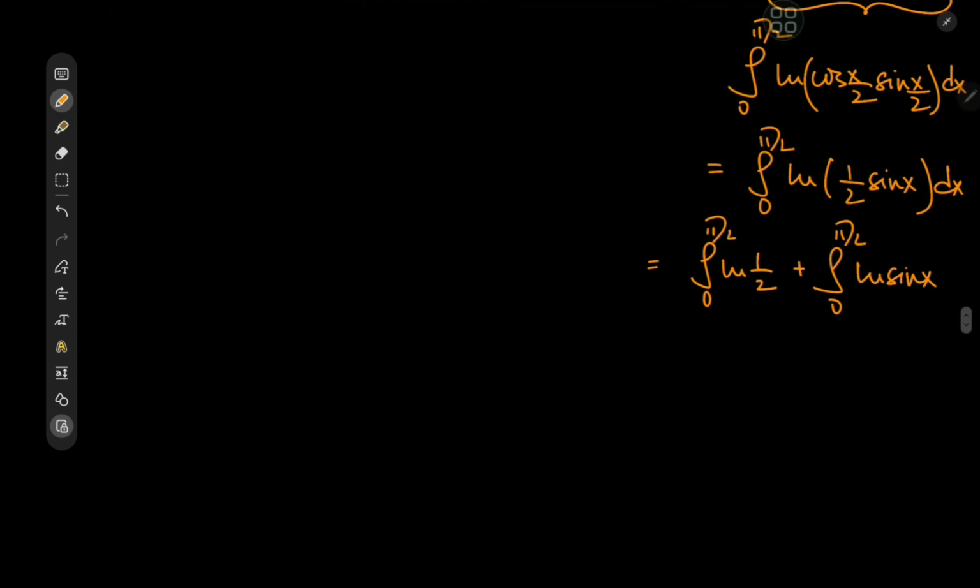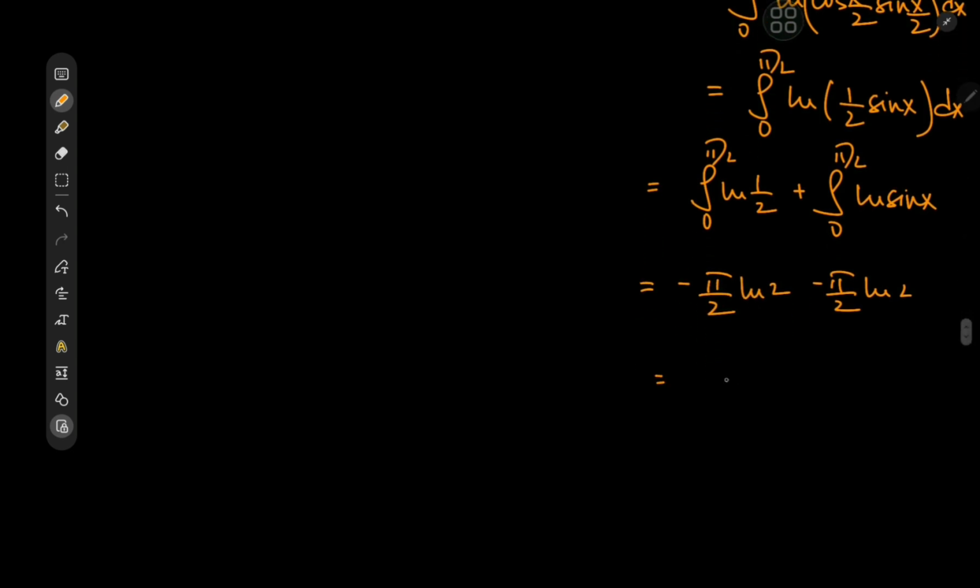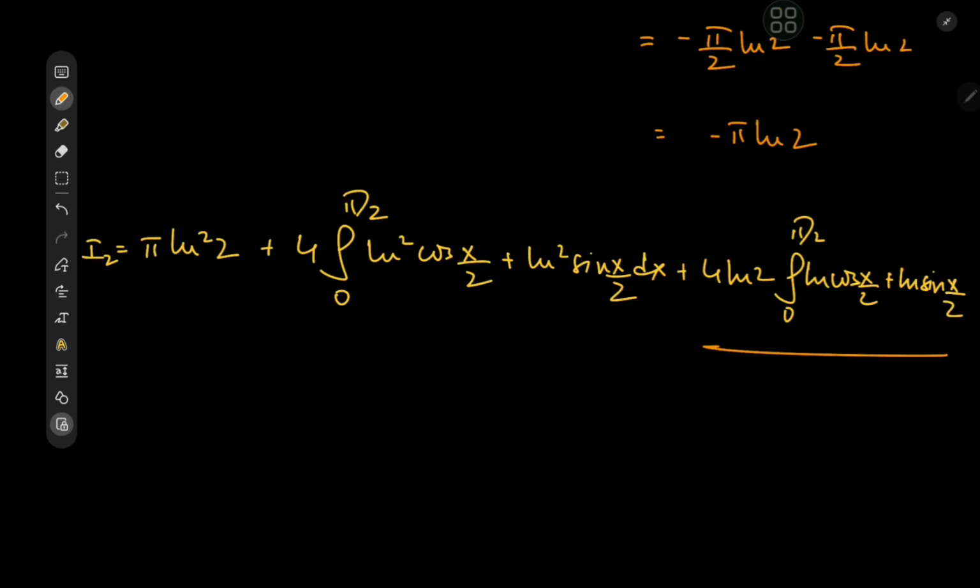And this is, of course, Euler's log trig integral, which equals negative pi by 2 log 2. And log 1/2 is equal to negative log 2. And we also have the interval length being pi by 2. So that means this integral sorts out quite nicely to negative pi times log 2. So we just get rid of this bulky thing in favor of negative pi times log 2, and that gives us 4 pi log squared 2.